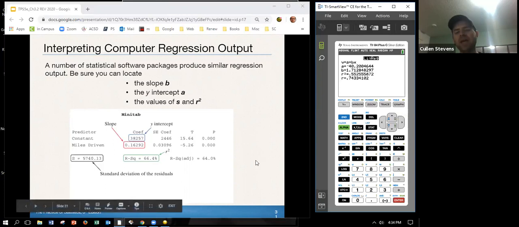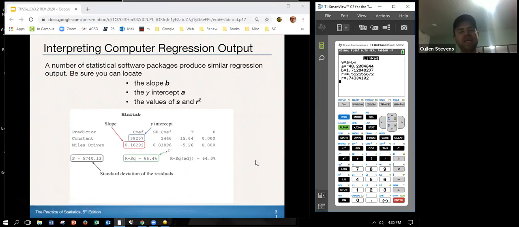So we want to make sure that we can grab that data out of a Minitab. That's very common to how they would give us the data in a data display here, which is Minitab. And a lot of times you're just going to tell us that R squared equals this, S equals that. Here's the slope, here's the constant.